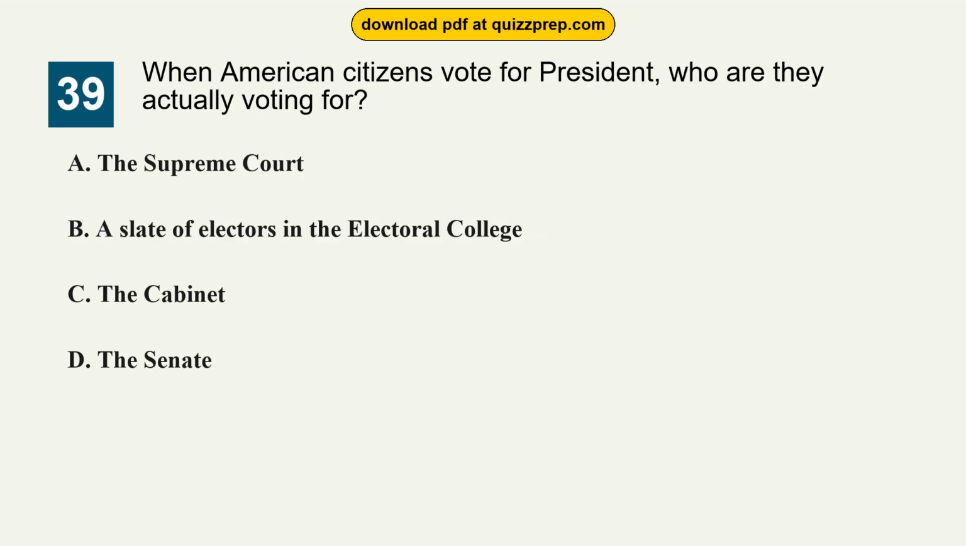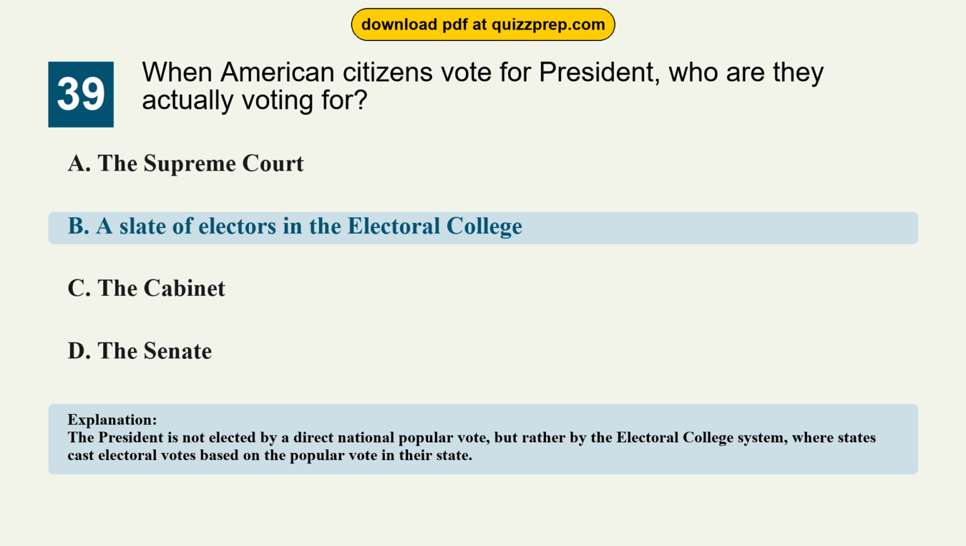Question 39. When American citizens vote for president, who are they actually voting for? Option A, the Supreme Court. Option B, a slate of electors in the Electoral College. Option C, the Cabinet. Option D, the Senate. The correct answer is option B, a slate of electors in the Electoral College. The president is not elected by a direct national popular vote, but rather by the Electoral College system, where states cast electoral votes based on the popular vote in their state.